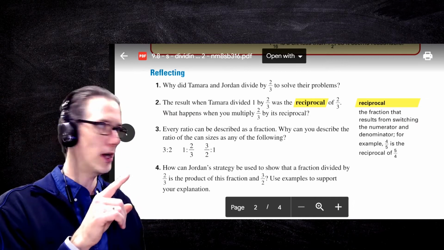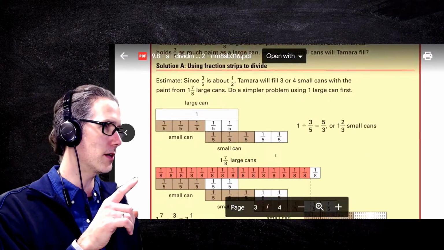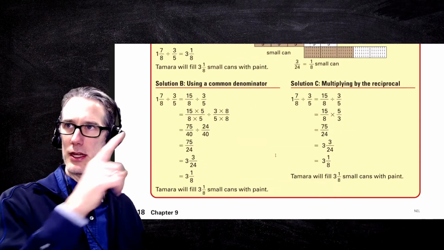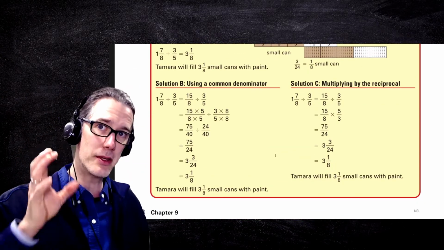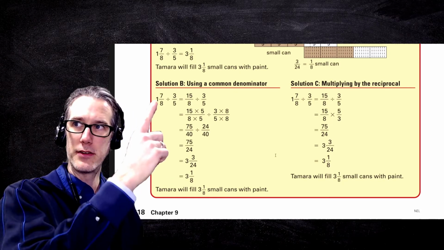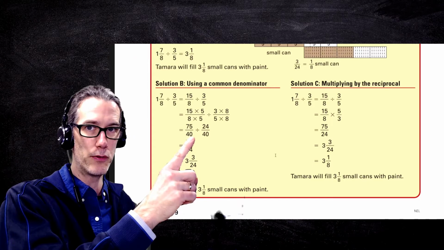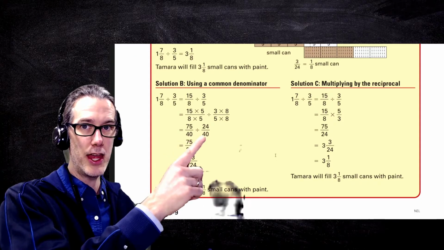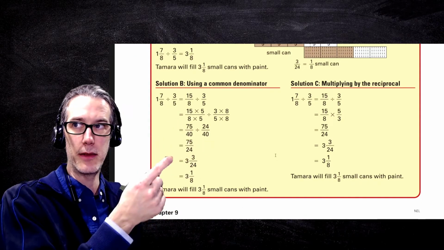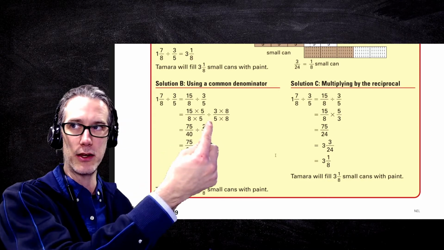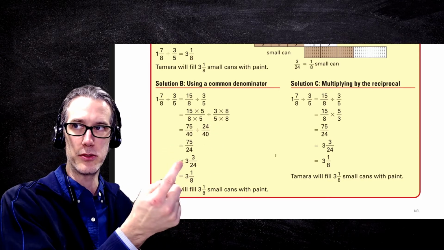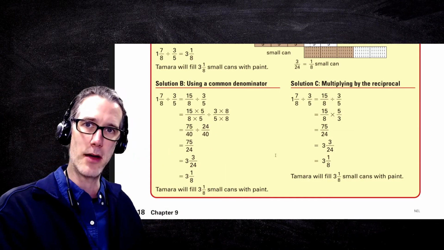Let's take a quick look at one of the examples here. So here's a good example of the common denominator method, where you take your fractions and you find the common denominator, you put them both over 40, and then you take the top one, it becomes your numerator, you take the second one, second numerator, and it becomes your denominator. That's the common denominator method.